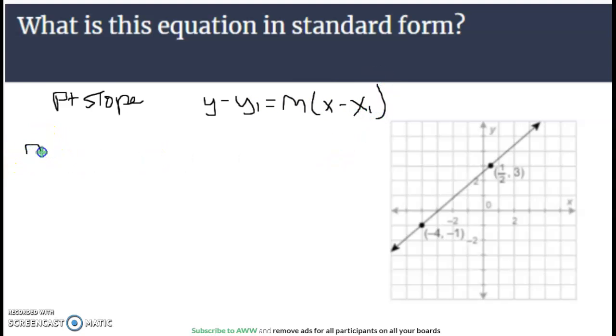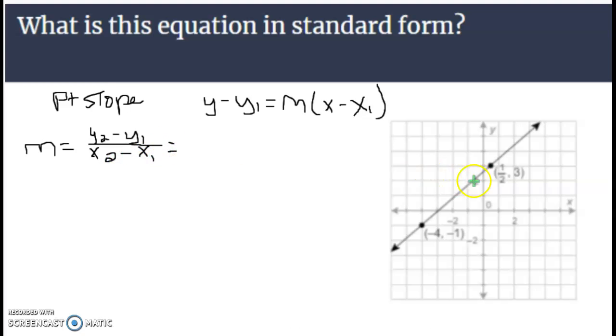Need to figure out the slope. The slope is y2 minus y1 over x2 minus x1. That's how you find the slope using 2 points. Let's call the y2 right there, that 3. That's our y2. How about the y1 right there, -1. The x2 is 1/2. And the x1 looks like a -4.